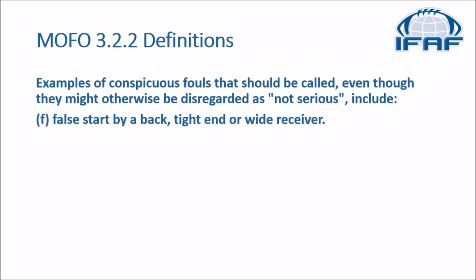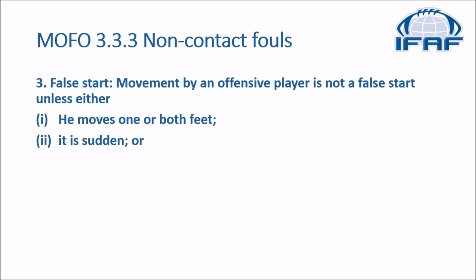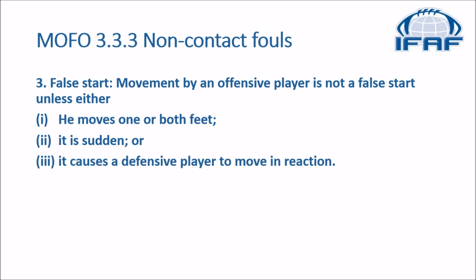In the MoFo, we go to section 3.2 definitions. Examples of conspicuous fouls that should be called, even though they might otherwise be disregarded as not serious, include F. False starts by a back, tight end, or receiver. In section 3.3 non-contact fouls, false start says, movement by an offensive player is not a false start unless either 1. He moves one or both feet, 2. It is sudden, or 3. It causes a defensive player to move in reaction.